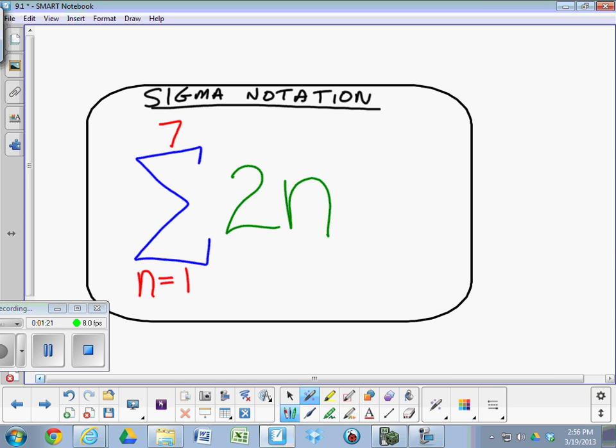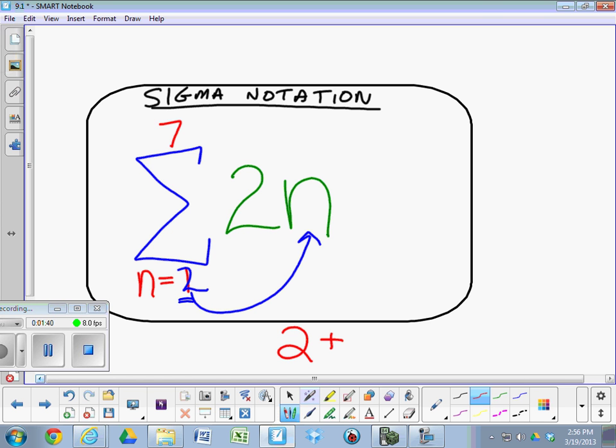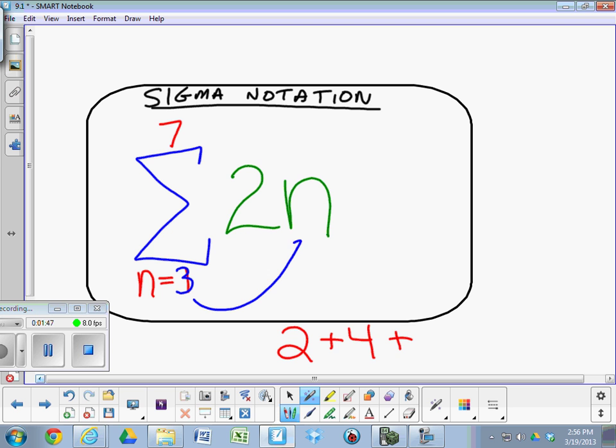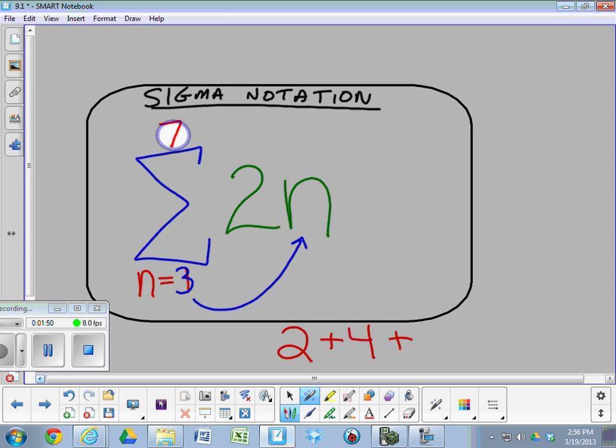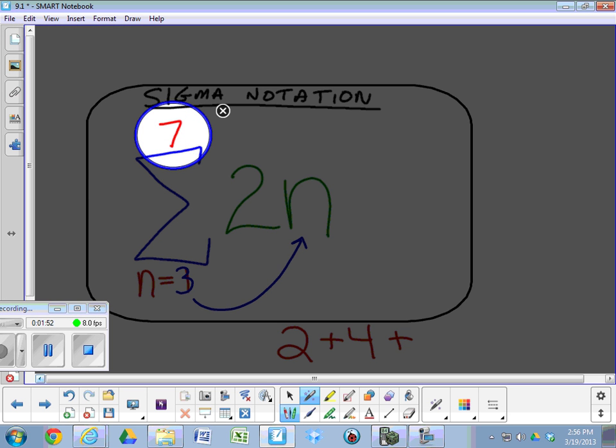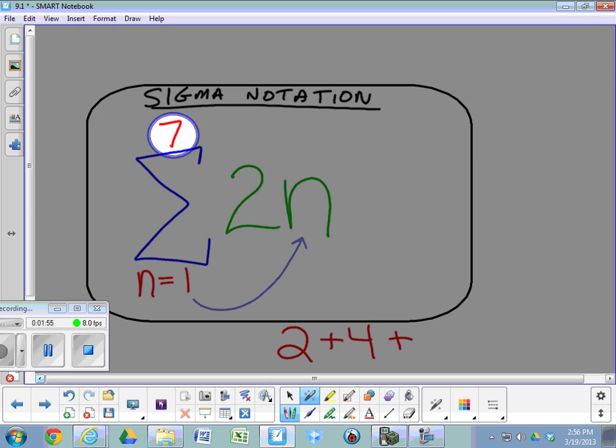It basically says start here. Plug 1 in for n, and what do you get? What's 2 times 1? 2. Add to that, what number comes after 1? 2. Plug 2 in. What's 2 times 2? 4. Add to that, what number comes after 2? 3. We're going to keep plugging numbers in until we reach 7, and then we'll stop. That's how sigma notation works.